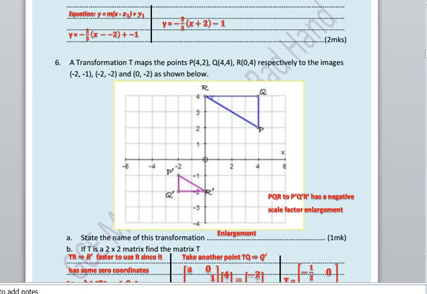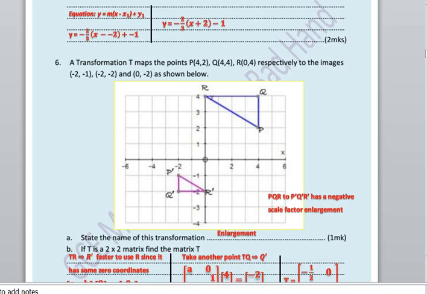Somebody may ask, why is it an enlargement? Meanwhile, the new shape is a smaller one. This type of enlargement has a negative scale factor. It means that some sort of a reduction. So students can equally say that this is a reduction, which should be okay. So it's an enlargement with a negative scale factor.